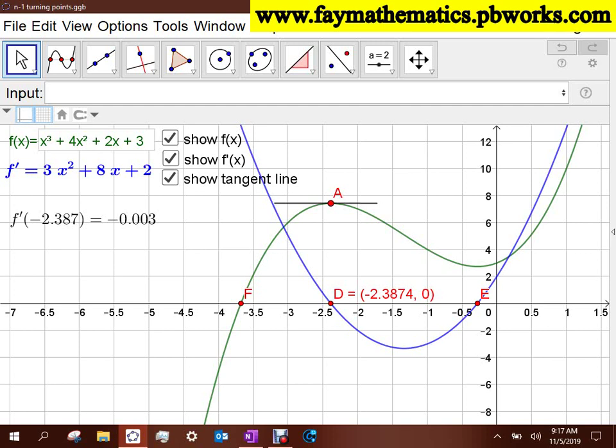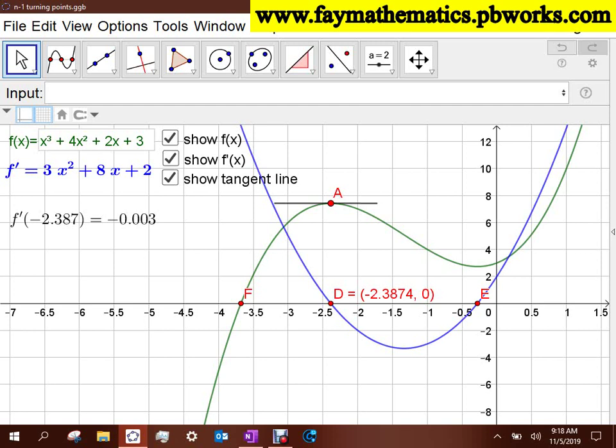We have a 3x squared plus 8x plus 2 equals 0. We can solve that, probably using the quadratic formula, and it will give us negative 2.3874, and that will be the 0 of the derivative, but it then is a maximum of the original cubic. Does that make sense? Okay.